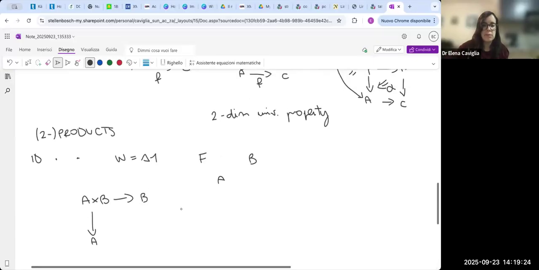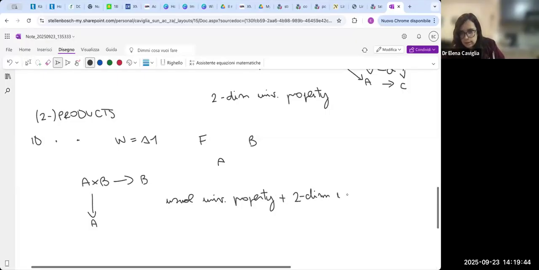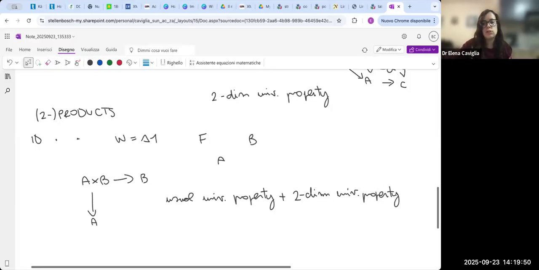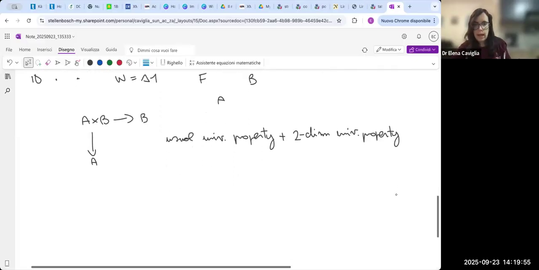And this comes from the fact that we now have an isomorphism of categories. So we have an additional level. So it has the usual universal property plus a two-dimensional universal property. And we can do the same for equalizers. So we get two equalizers.